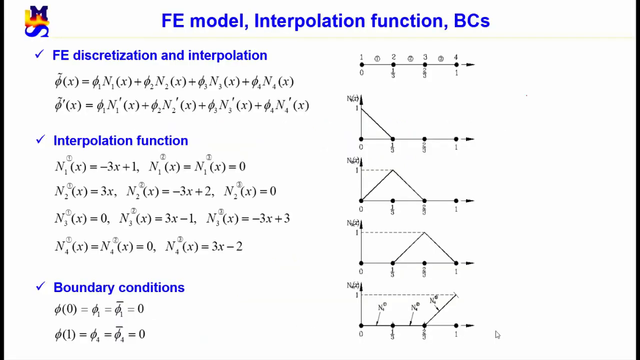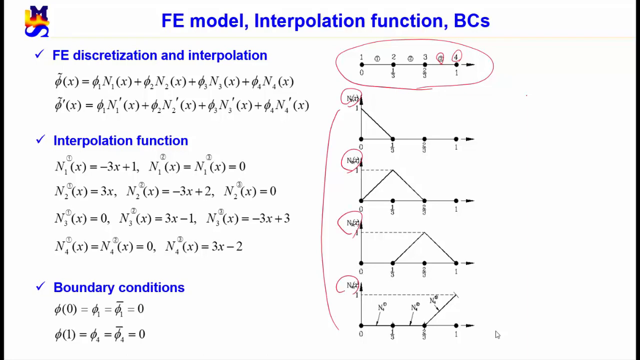Now let's follow the detailed procedure of finite element analysis of the same problem we have studied, using this simple finite element model composed of three elements with four nodes. This figure shows four linear interpolation functions defined at the nodes. The unknown function, that is trial function phi tilde, is a linear combination of these four interpolation functions. The coefficient phi i associated with the interpolation function Ni is the nodal value of the function.